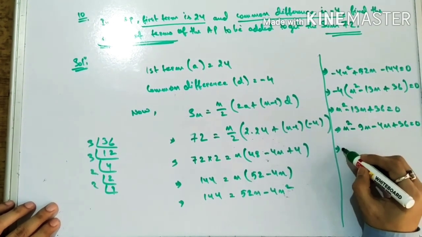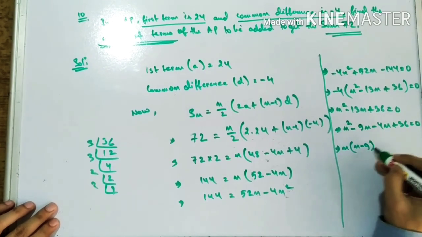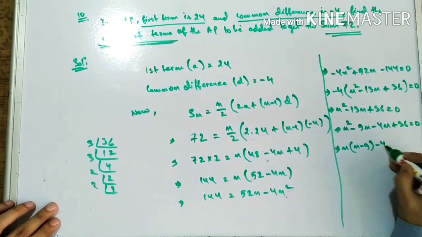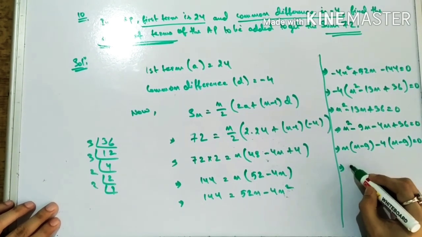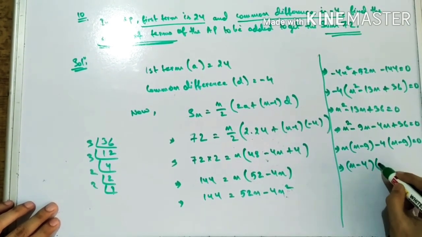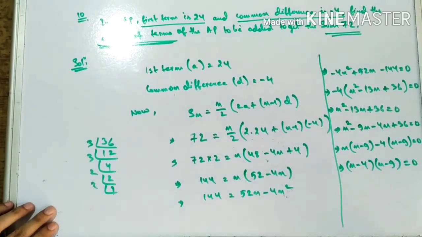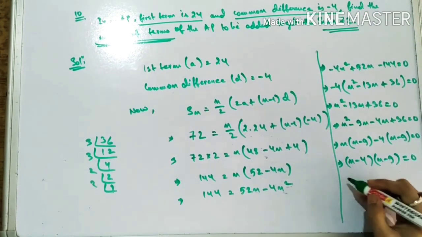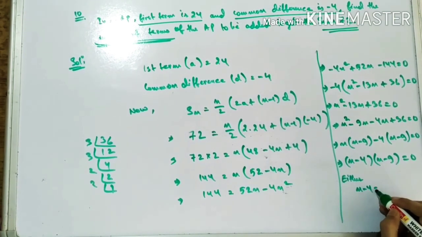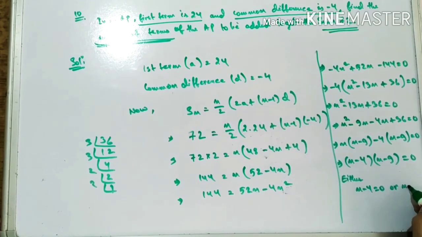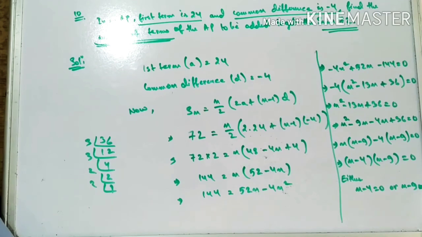Yes. So now in here n common, n minus 9, and in here minus 4 common, n minus 9 is equals to 0, I will get. So this one I will get n minus 4, n minus 9 is equals to 0. Yes, so therefore I can write either n minus 4 is equals to 0 or n minus 9 is equals to 0. Understand?